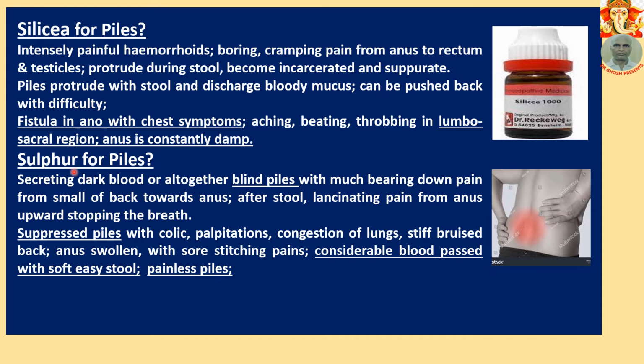Sulphur actually covers 3 different types of piles. Blind piles, there is no bleeding from piles. Painless piles, there are piles but there is no pain. Suppressed piles, the piles have been suppressed and some new disease has come, there also Sulphur will come. The 3 different types of piles can be covered in Sulphur.